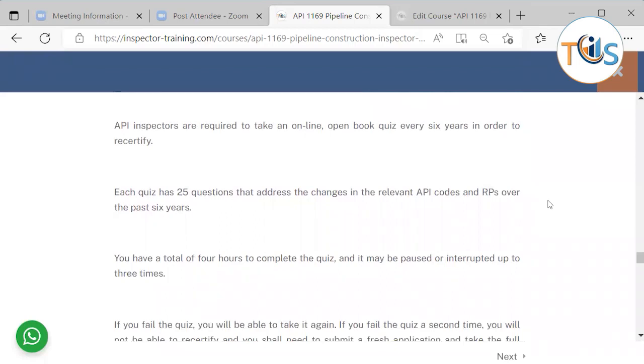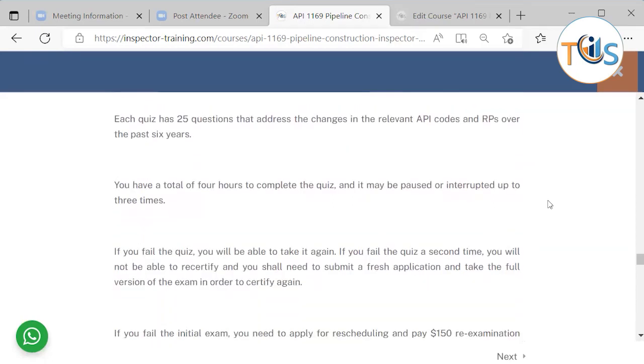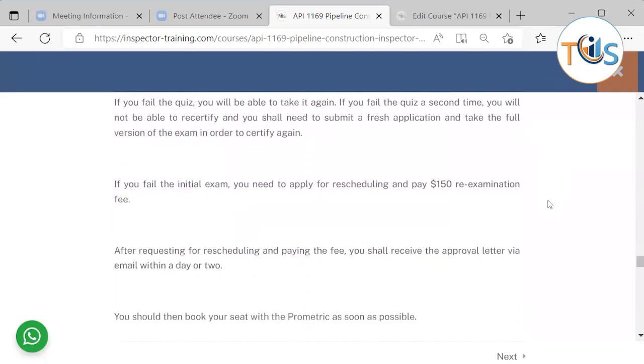API inspectors are required to take an online open quiz every 6 years in order to recertify. Each quiz has 25 questions, and you have a total of 4 hours to complete the quiz, and it can be paused or interrupted up to 3 times. And you have 2 chances to pass the quiz. If you can't pass within the 2 chances, your certificate would expire and you need to apply anew.